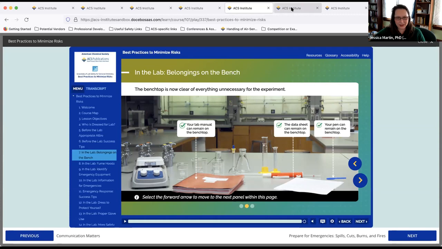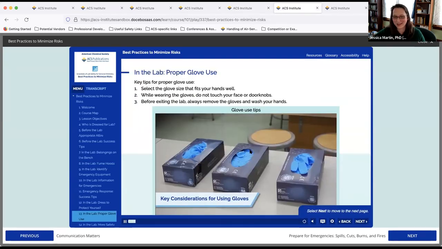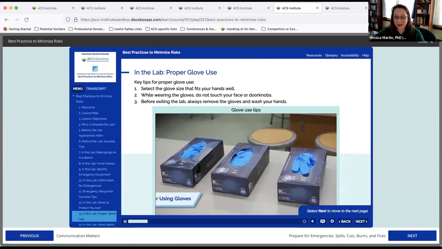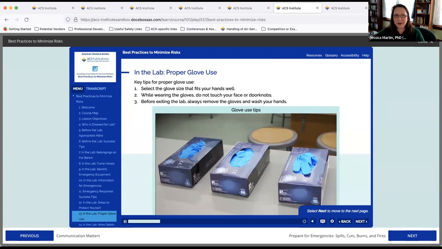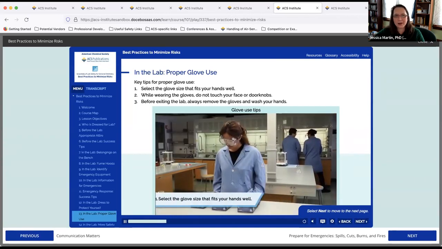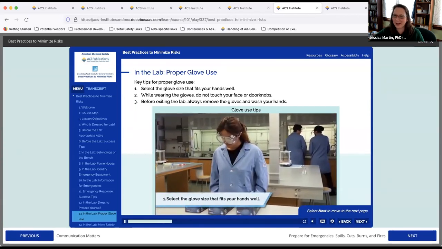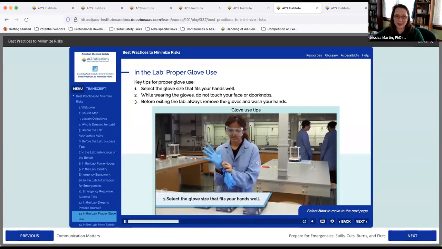We have also included videos that emphasize important ways to minimize hazards. So in this video here, they're introduced to selecting appropriately sized nitrile gloves. The purpose here is to not only introduce them to PPE, but also to sensitize them to the fact that PPE cannot minimize risks if it does not fit appropriately.